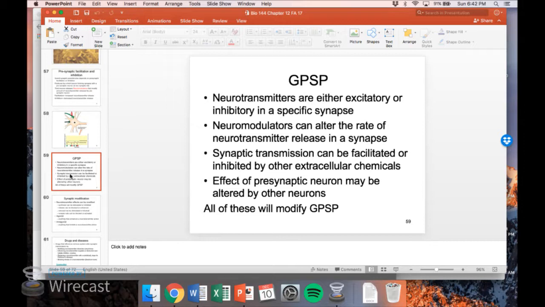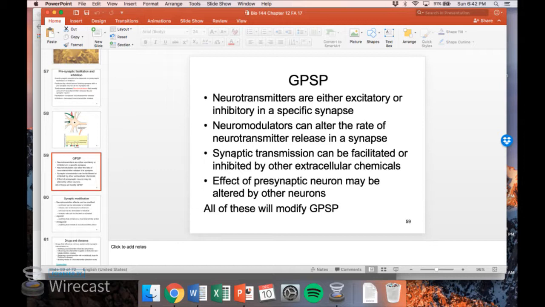So here's our nice summary slide for our grand postsynaptic potential, which is that in any given synapse, our neurotransmitters are going to have one of two functions. They're either going to be excitatory or they're going to be inhibitory. And here are neuromodulators. Those are going to be interacting with our presynaptic neurons. They can alter the rate of neurotransmitter release. They can also alter the amount of neurotransmitter release. And then this transmission can also be facilitated or inhibited by other chemicals as well. We didn't get into this a whole lot.